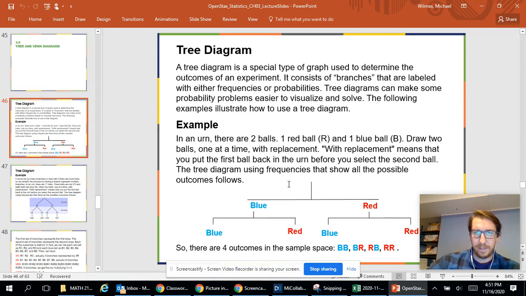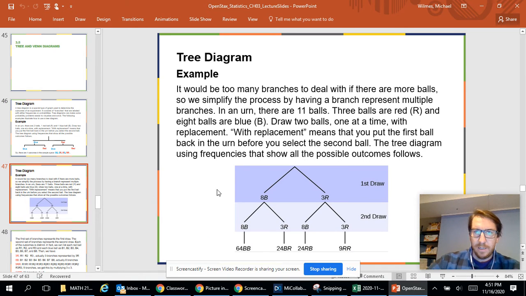could happen. So for example, we have an urn with two balls, one red, one blue. Draw two balls one at a time with replacement, which means we put the first ball back. So we put the choices down here. The first branch goes here. It could be blue or red. Then we put the ball back, and it could be another blue or red. So our outcomes are here: blue, blue, blue, red, red, blue, or red, red. That's just a very simple tree diagram. We could put probabilities on there and calculate all of that. Let's go to a more complicated one.